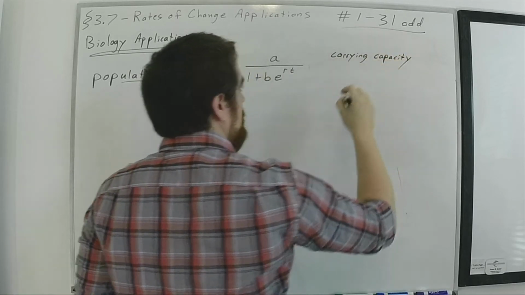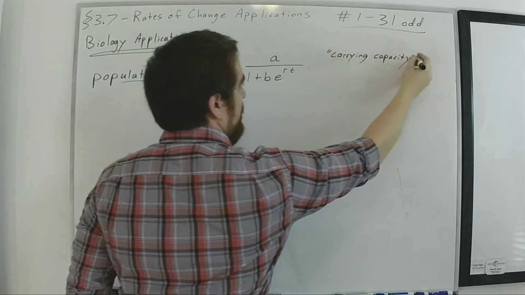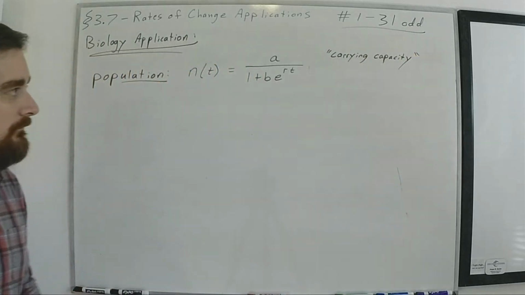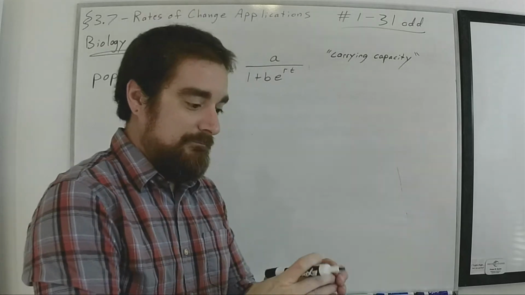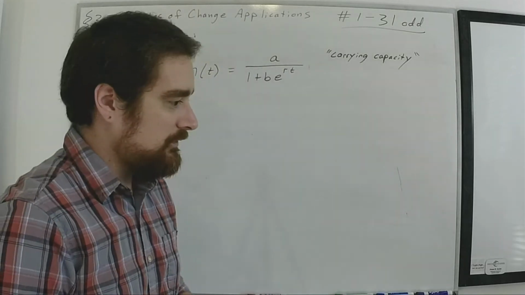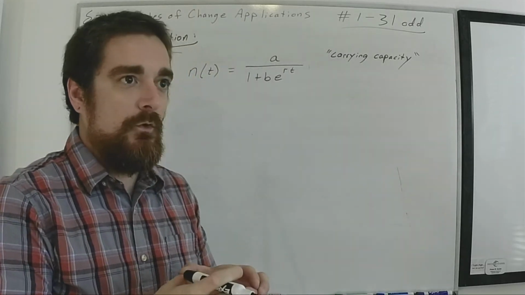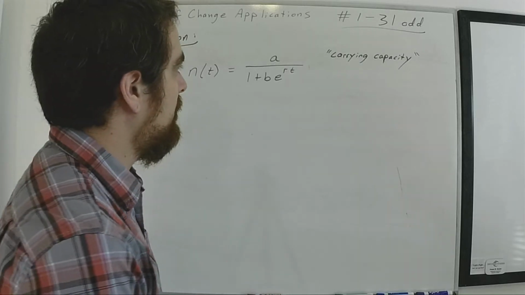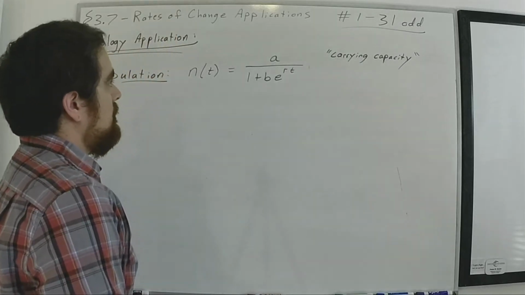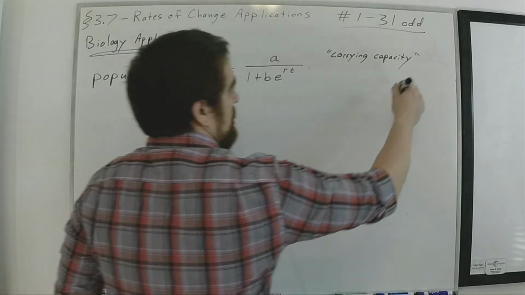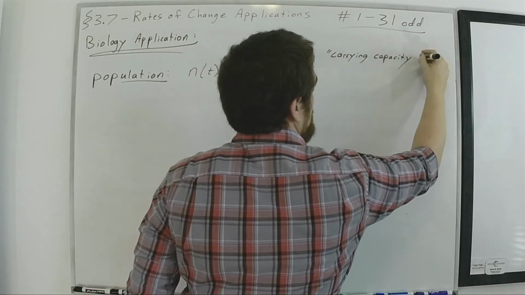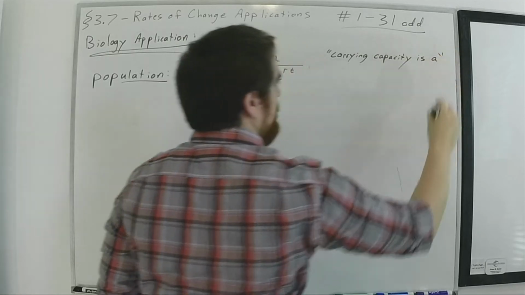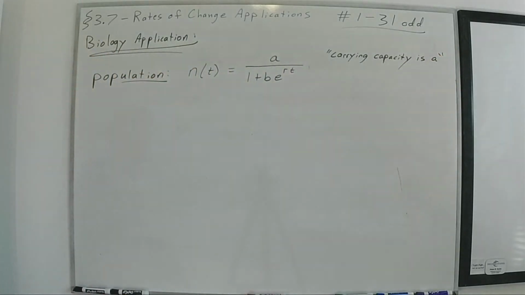All right, so this planet is only so big, it can only carry so many people. Or if you think about like viruses, or maybe like a bacteria in a petri dish. The petri dish is only so big, only so many finite amount of bacteria can fit in there. So they call that the carrying capacity A. Whatever that value in the numerator is, it can never grow beyond that value.